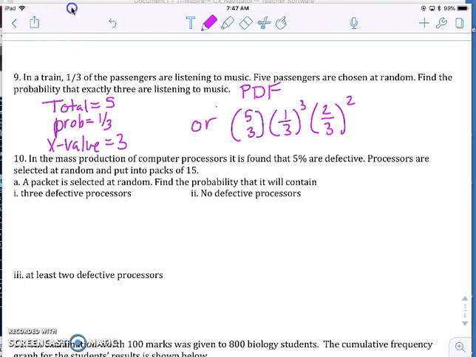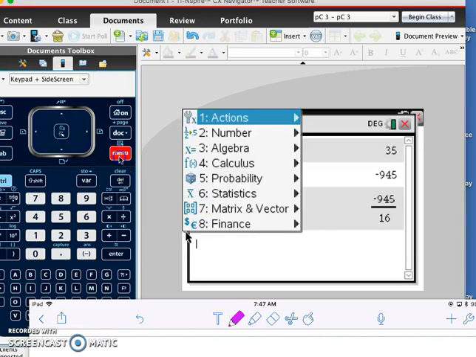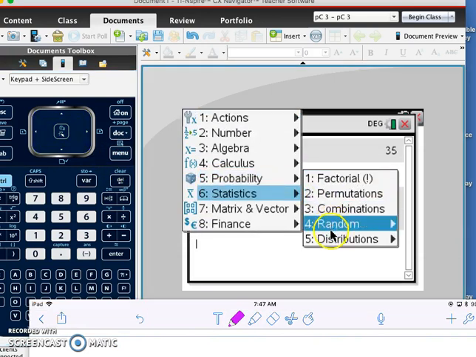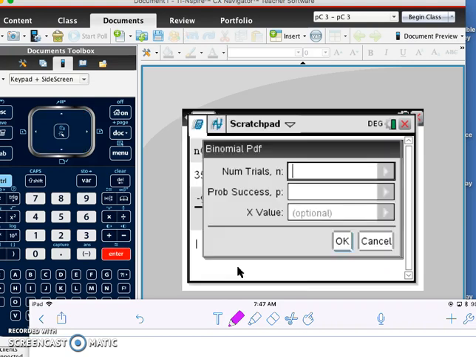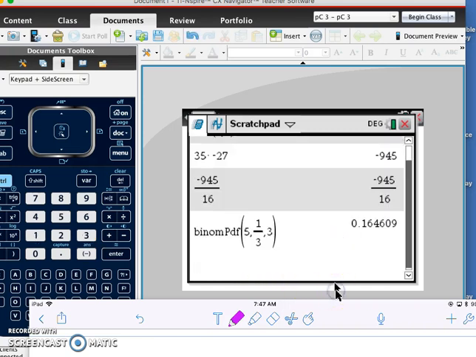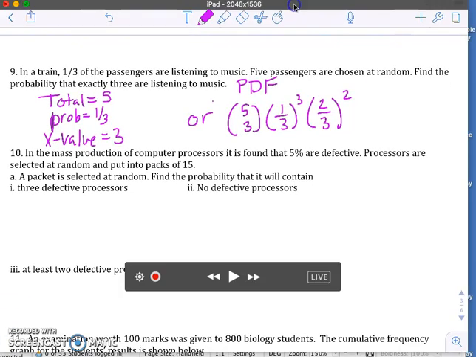So let's see if we can get this in the calculator here. So menu, probability, distributions, and then binomial PDF. So 5, 1/3, 3. So 0.165 we can round it to. So this equals 0.165.